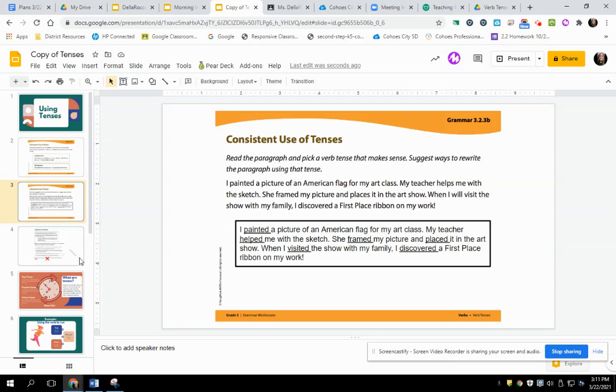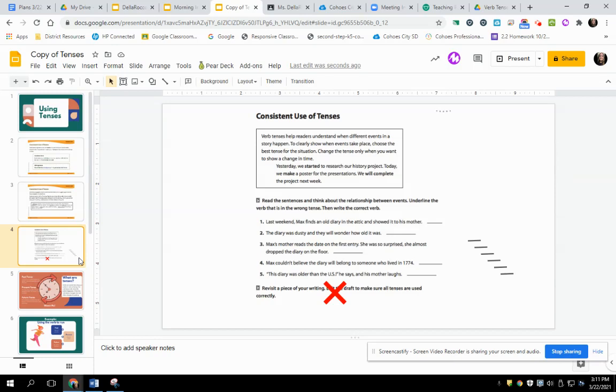In a minute, you are going to work on this page. I think it's slide 4 or slide 3 in your assignment. Directions say, read the sentences and think about the relationship between the events. So that means you need to decide, are the events happening in the past, the present, or the future? They want you to underline the verb that is in the wrong tense, and then rewrite it to show the correct verb tense.